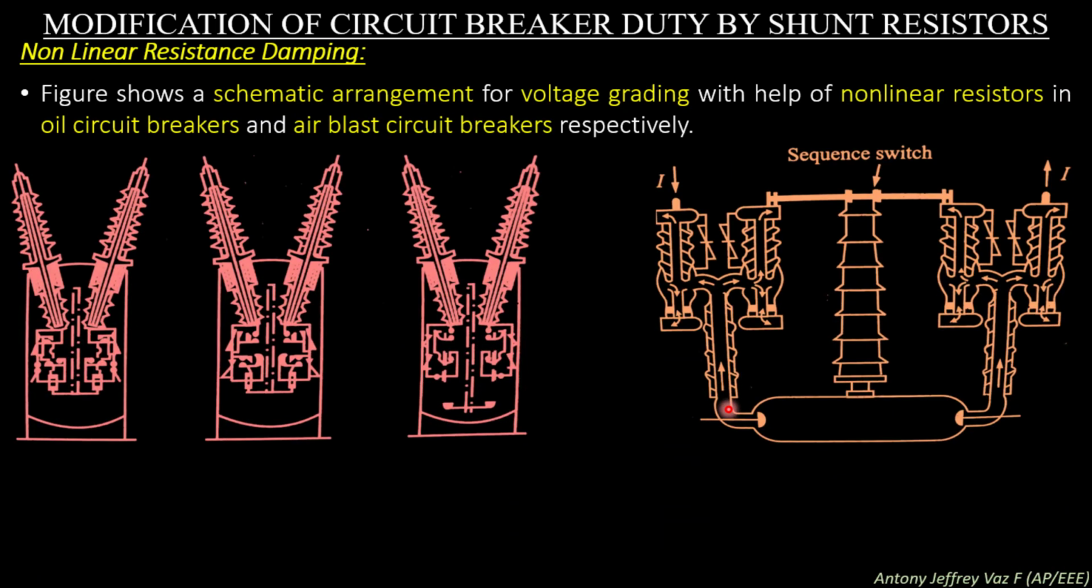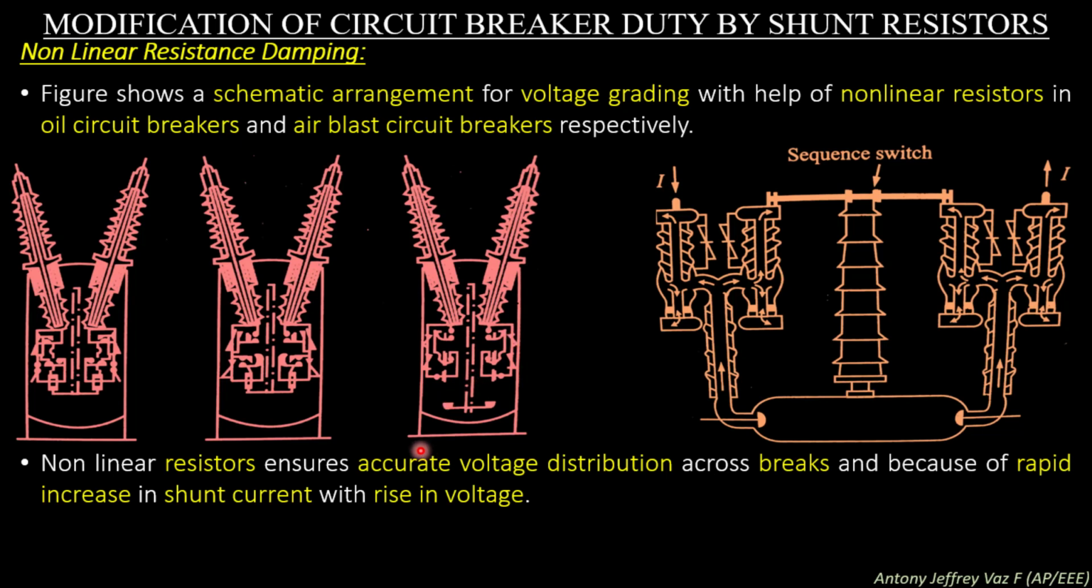So nonlinear resistance can be used to interrupt only a very small current of the order of 1 to 10 amperes. The figure shows a schematic arrangement for voltage grading with the help of nonlinear resistors in oil circuit breakers and air blast circuit breakers. This is the oil circuit breaker figure and this one is the air blast circuit breaker figure. Nonlinear resistance can be used only in blast type circuit breakers, whereas it cannot be used in other similar circuit breakers which do not employ blast circuitry.